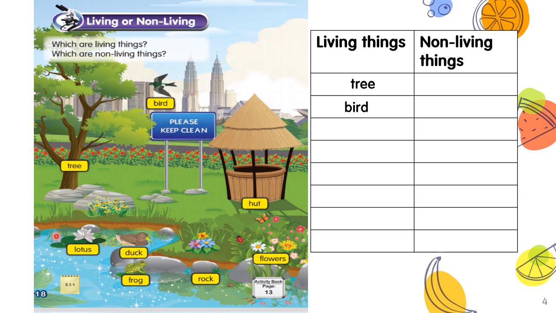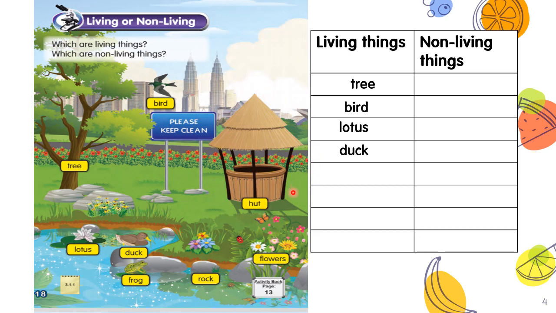Now, let's take a look at the third one. Lotus. What is the category? Living things or non-living things? Lotus is a living thing. Let's take a look at this picture. Duck. Is it a living thing or non-living things? Duck is a living thing. Now let's take a look at the next one.